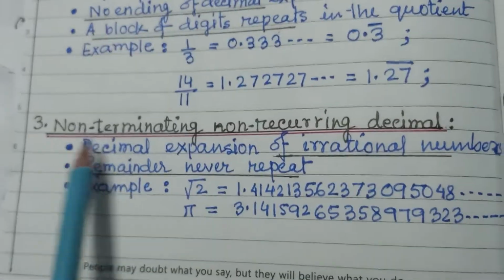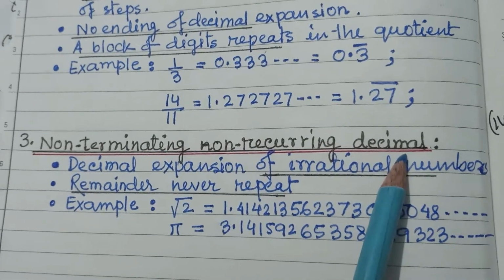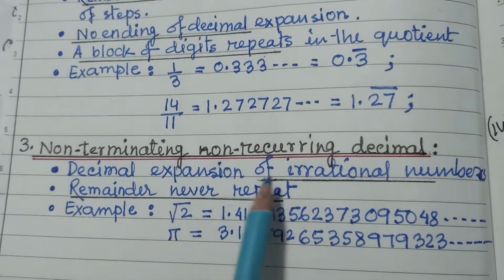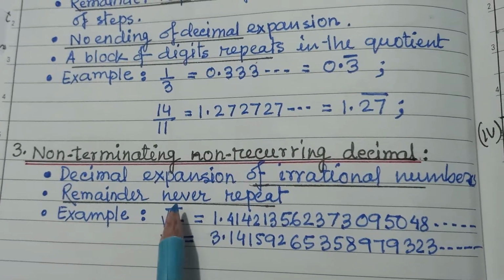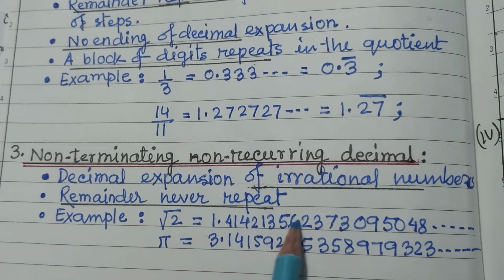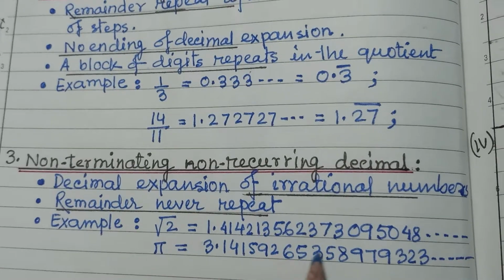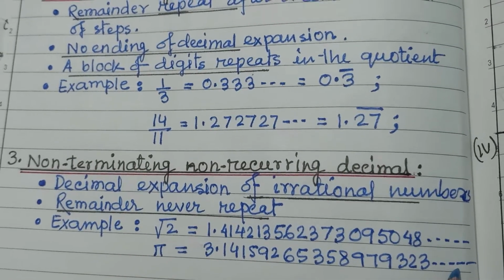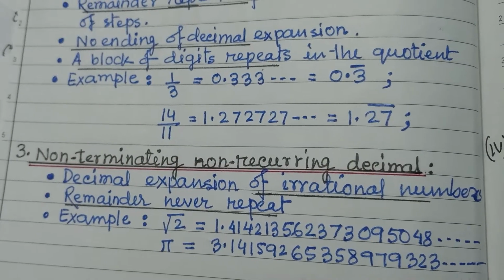Now non-terminating, non-recurring decimal: the decimal expansion of an irrational number, where the remainder never repeats. So root 2, its value is never ending. Pi, its value also, when you divide, is never ending. So okay, there are three types of decimal expansion.